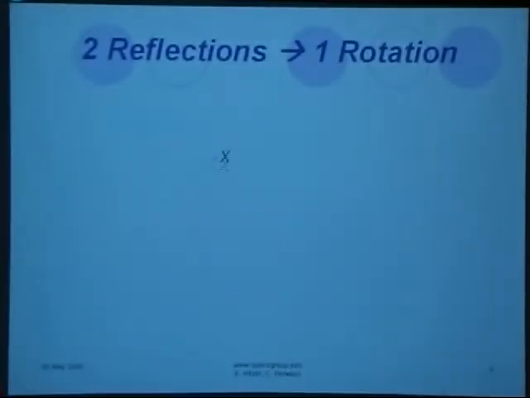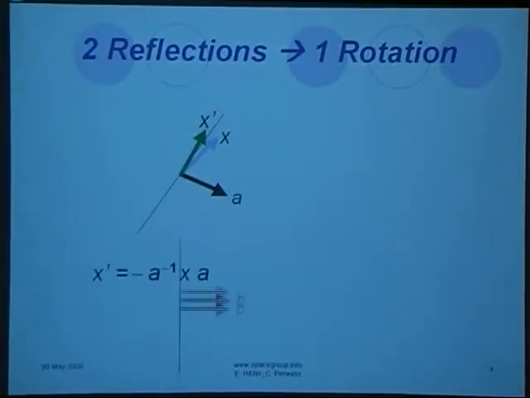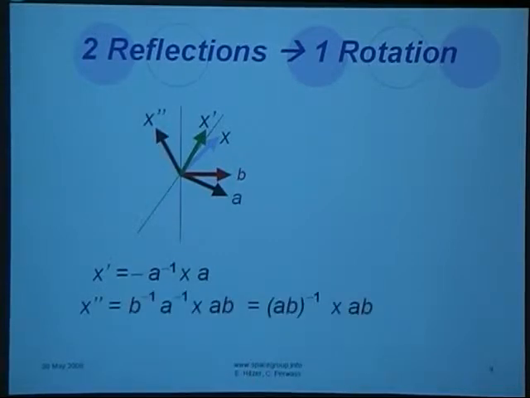Now, doing two reflections, I can do rotation. So I have X, I have one plane, this gives me X prime with this first reflection. Then I have another plane, I reflect again, I get X double prime, and this is a double reflection, and here I have what then I call a rotor, here a general rotor. And the angular relationship is that the angle between A and B is just half the total angle of rotation.